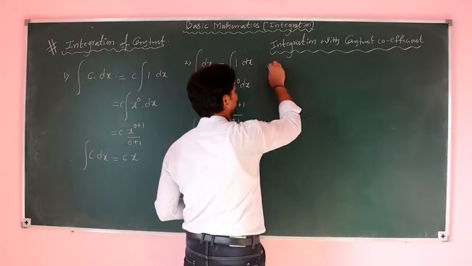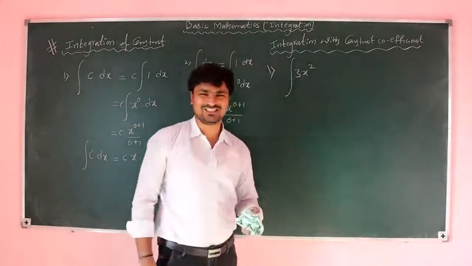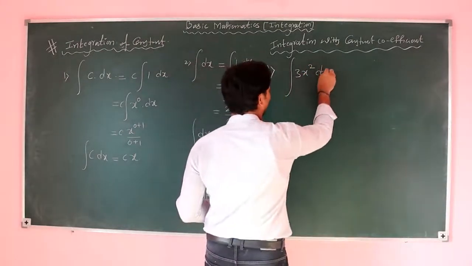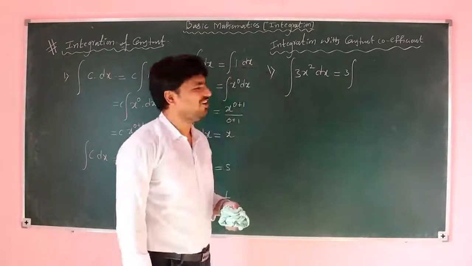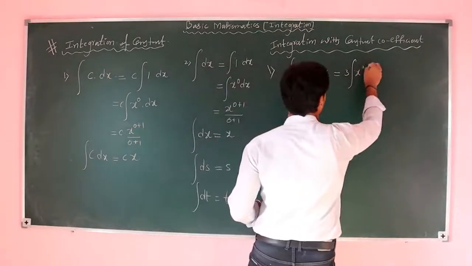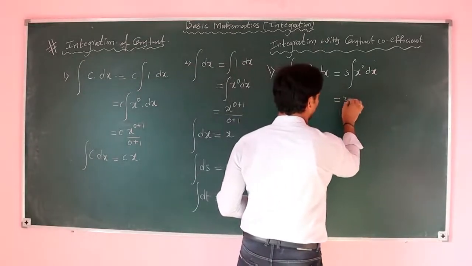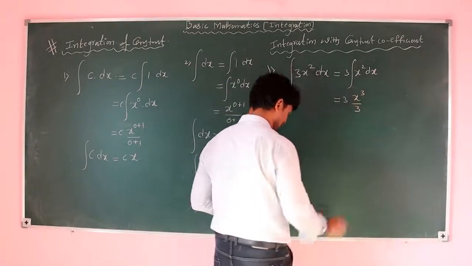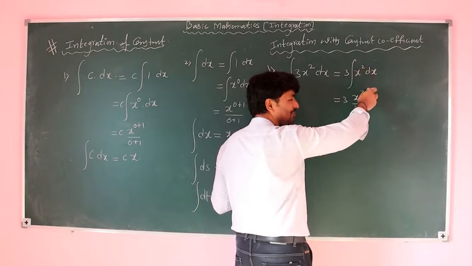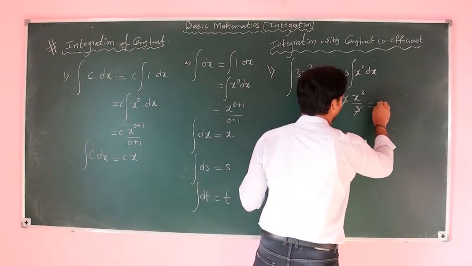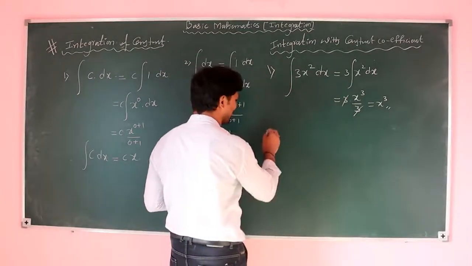For example, I have here integral 3x square dx, where 3 is a constant. We are not disturbing the 3, we just write 3 of integral x square dx. Integral x square is nothing but x cube by 3, using x to the power of n plus 1 by n plus 1. So then you simply get x cube. Plus c is there, but no need to mention it always.